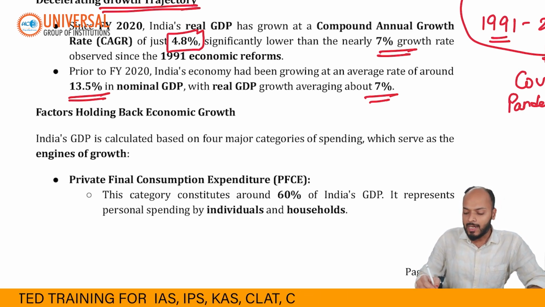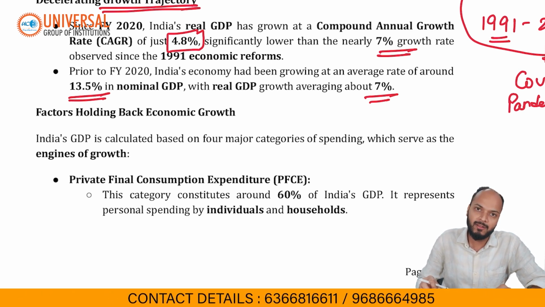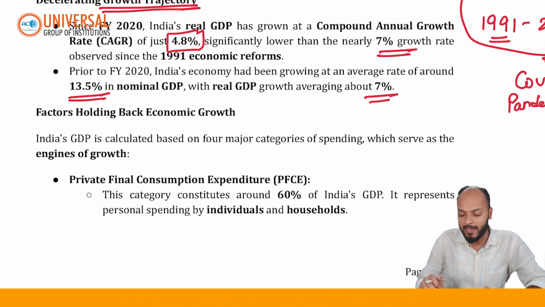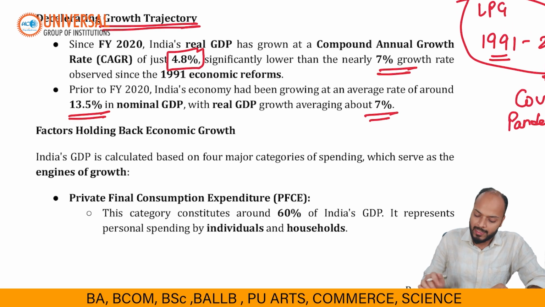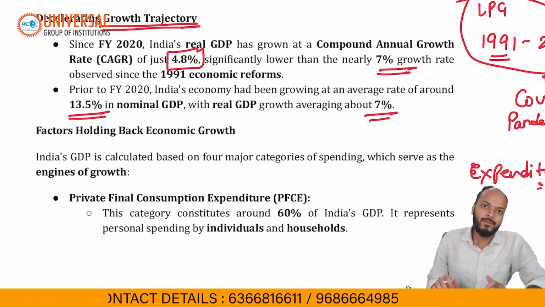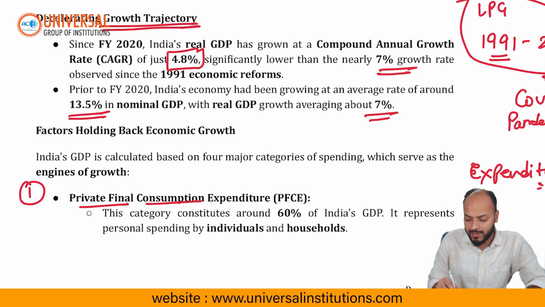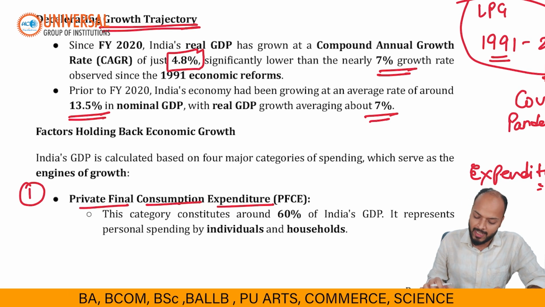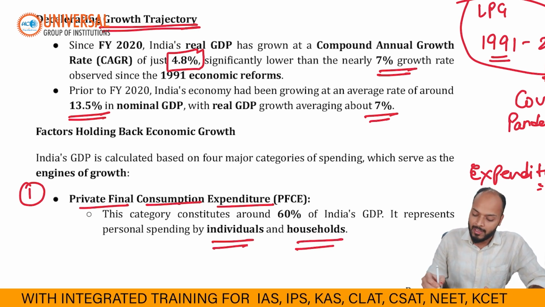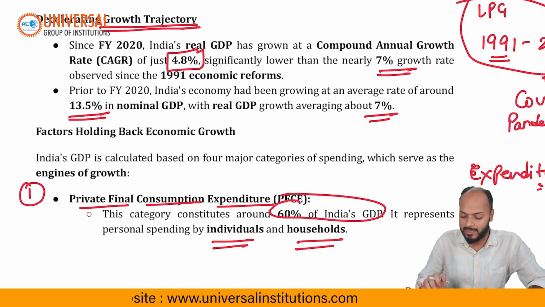One of them is the expenditure method, meaning if we calculate all the money which has been spent on buying goods and services, and total it, we get the GDP. Now, where do we spend money? Under the expenditure method of calculating GDP, we categorize expenditures into four categories. The first one is private final consumption expenditure, meaning the expenditure done by individuals and households on their consumption. This is the biggest element of India's GDP. It roughly constitutes nearly 60%.